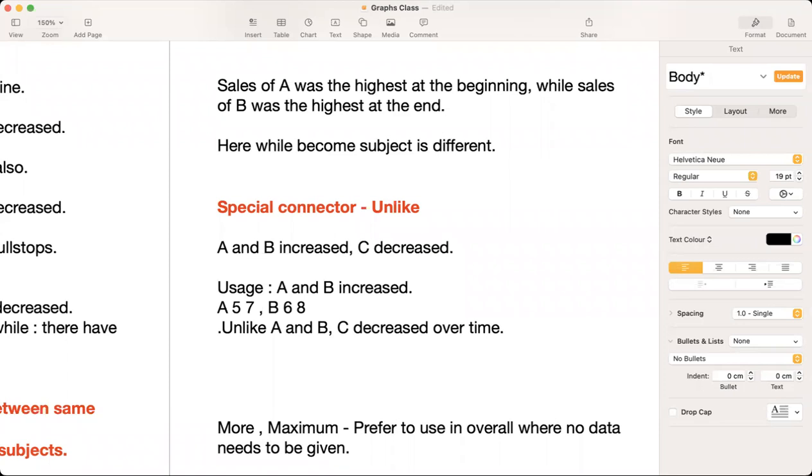A बढ़ गया, increased का मतलब बढ़ गया. So A 5 से क्या हो गया? 7 हो गया, B 6 से 8 हो गया. Is it clear? But C के साथ क्या हुआ? C decrease. C 10 से 6 हो गया.